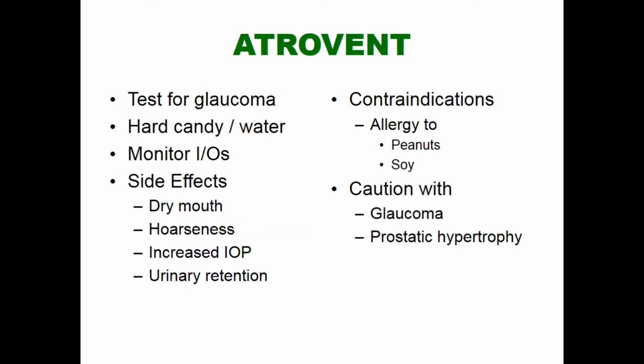The example drug in this case is Atrovent. We need to test for glaucoma. We can give hard candy or water for these patients because they'll get dry mouth. Monitor eyes and I's and O's. Side effects include dry mouth, hoarseness, increased intraocular pressure, urinary retention. Contraindications to this medication are peanuts and soy allergies. Glaucoma and prostatic hypertrophy are both cautions. Not completely contraindicated. Just be cautious with this medication. They could increase the problem.